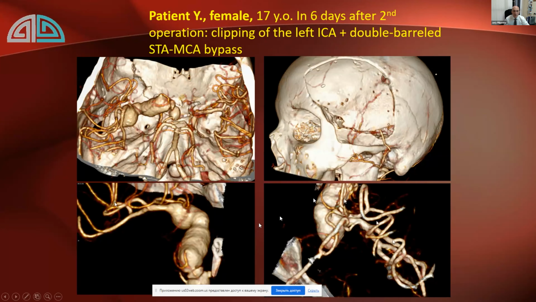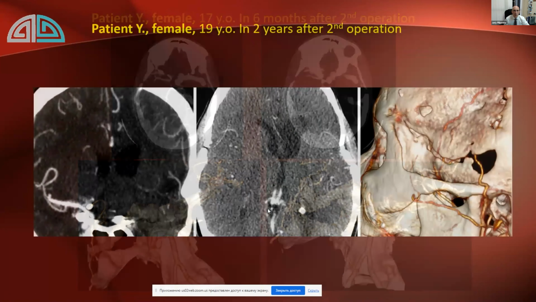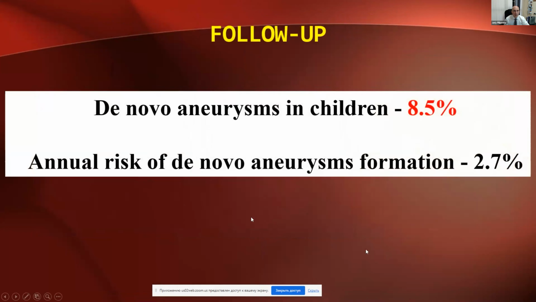This is results after surgery, and in 6 months we revealed partial thrombosis of the aneurysm, but total thrombosis we diagnosed only 2 years after operation, fortunately for the patient without any neurological deterioration. And also, de novo aneurysm is a big challenge for children.